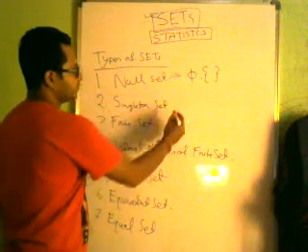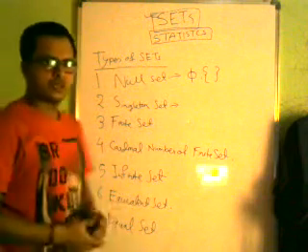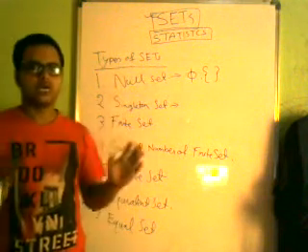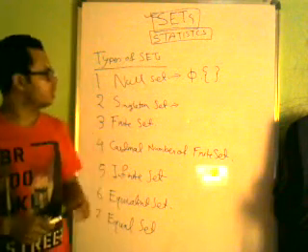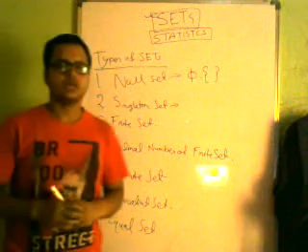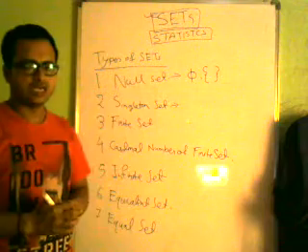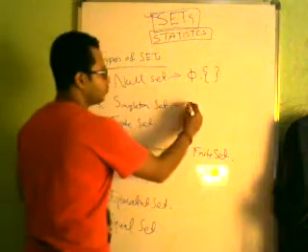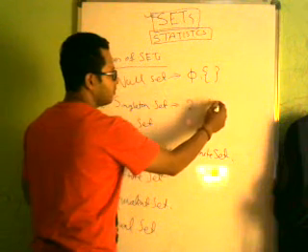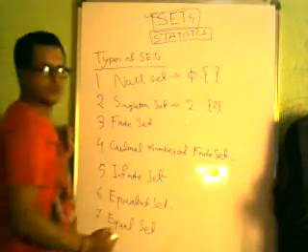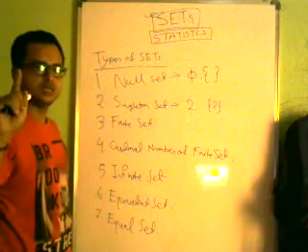Singleton set. According to singleton sets, if the set contains only one element, then we call it a singleton set. For example, the set to represent the even prime number. We know there is only one even prime number, that is 2. So in a singleton set, the even prime number will be written as this. Okay, fine. Singleton set means it is representing only a single element.